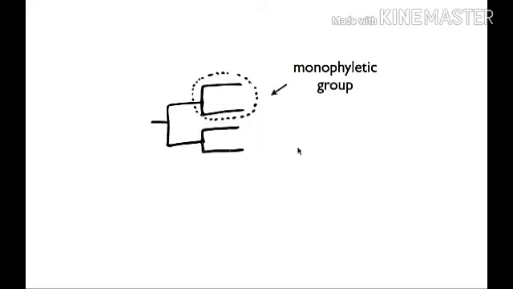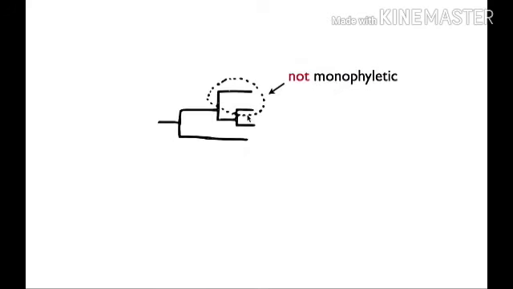A monophyletic group is where all the species and microbes we look at all exclusively share the same common ancestor. This is also called a clade. This is not a monophyletic group because this tip here is not included from this descendant here, which is the common ancestor of these 2. So this is not a monophyletic group.